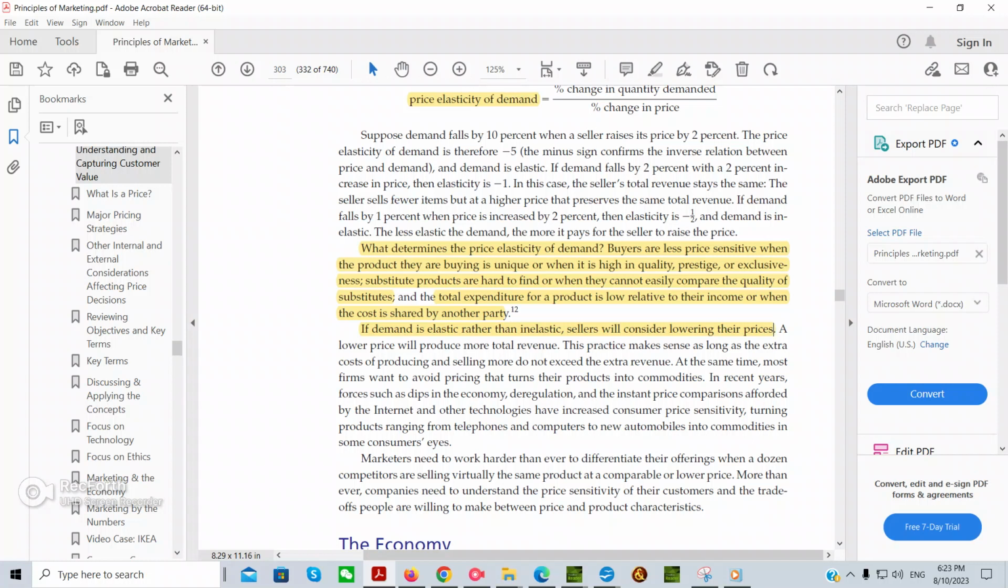when you have a price that doesn't change, as in your demand doesn't change, well then your price has to be lowered because there's less demand for the product or service. You understand? At the same time, most firms would avoid pricing that turns their products into commodities. Okay. The idea is the reason why you want to avoid turning it into a commodity is because it wants to be an ongoing thing.